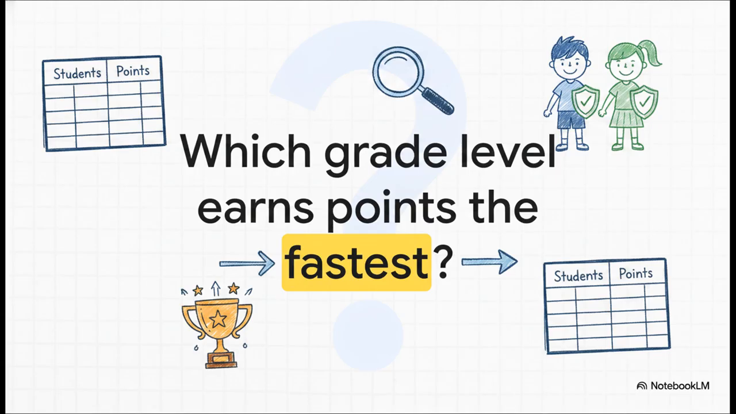Imagine you have 2 different middle school grades participating in a point-earning competition. If they each have their own ratio tables tracking students to points, you can use those tables to compare their constant rate side by side. By finding a common number of students in both tables, you can instantly see which grade level is generating points at a faster rate. It's a total game changer for word problems.